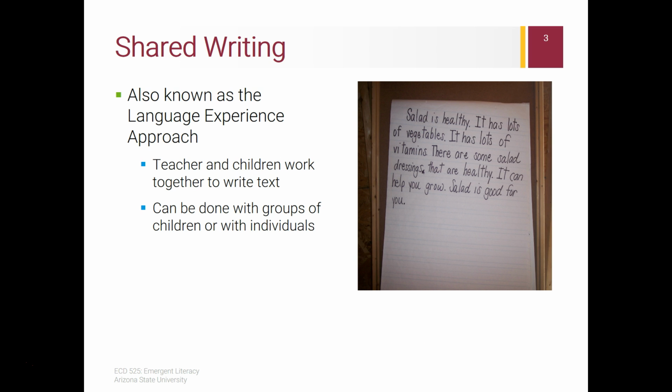The first way of teaching early writing that we're going to talk about is that of shared writing. And shared writing is one of the best ways to introduce young children to the writing process. Shared writing is also known as the language experience approach. Simply put, shared writing occurs when the teacher and child or children work together to write some text.